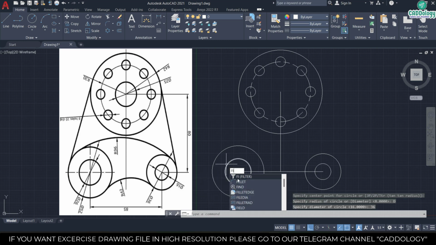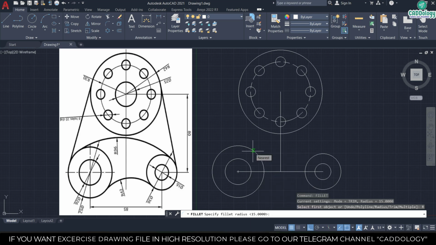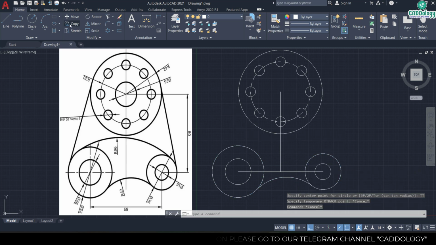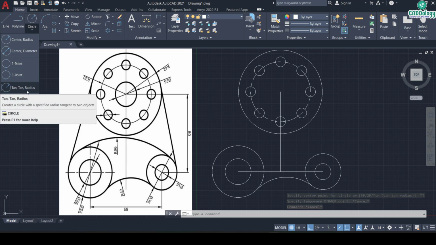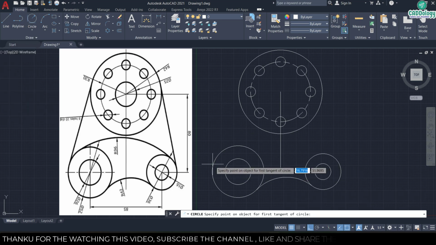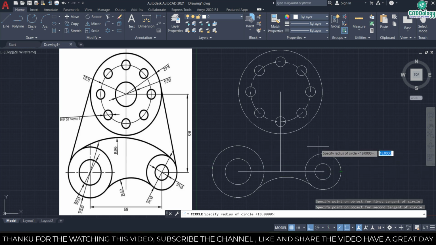Fillet, put its radius 42. Select this tangent and this one, and the radius is 96. Enter.